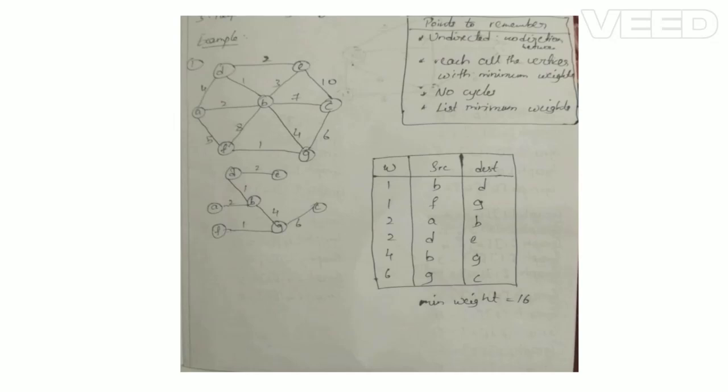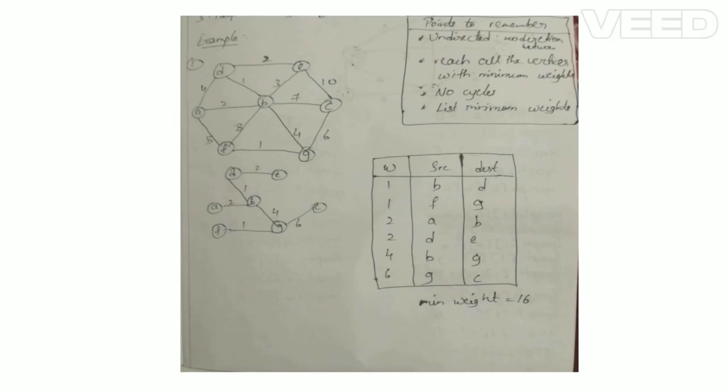first we need to take the minimum edge or shortest weight. So we will take 1 as the shortest weight, and it will reach us from source B to destination D. Next, we will take 1 as another shortest weight. So it will reach us from F to G. And then we will take the minimum weight 2 from source A to destination B, and then we will take the minimum weight 2 from source D to destination E.